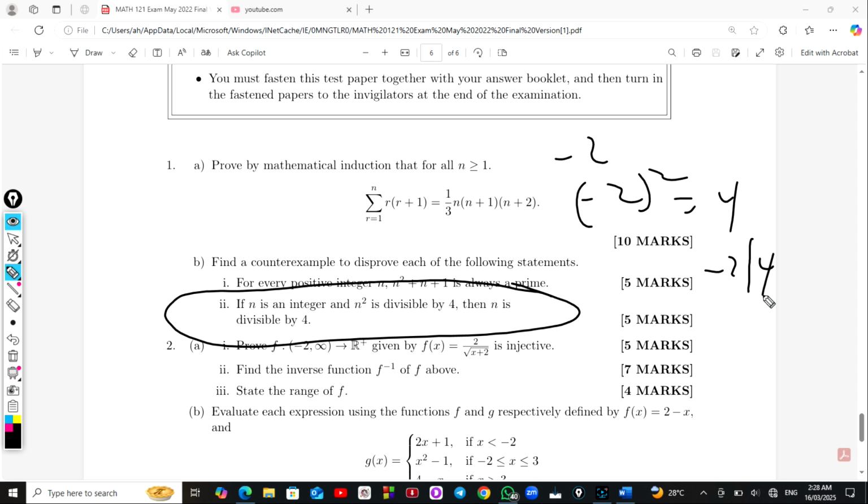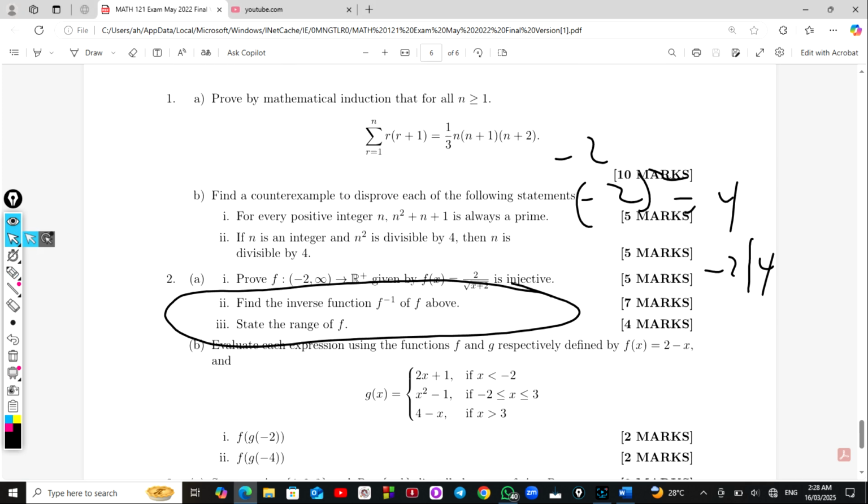So there exists -2 in integers such that (-2)² is divisible by 4 and -2 is not divisible by 4. Or there exists 2, we can also use 2 in integers, such that 2² divides 4 but 2 doesn't divide 4. Okay, and that is the solution to question 1b.